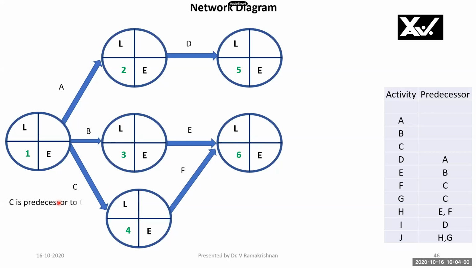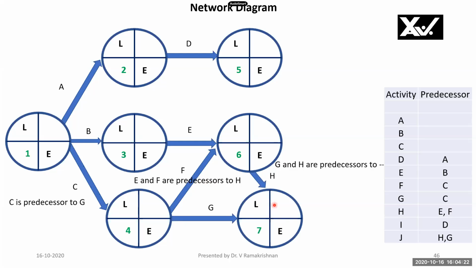Then we will see here, C is also predecessor to G. So I will have to draw activity G here. And E and F are predecessors to activity H. That's why I have to draw H here. But what happens, H and G are combined predecessors to activity J. So H and G, being combined predecessors, will end up in a common ending event.